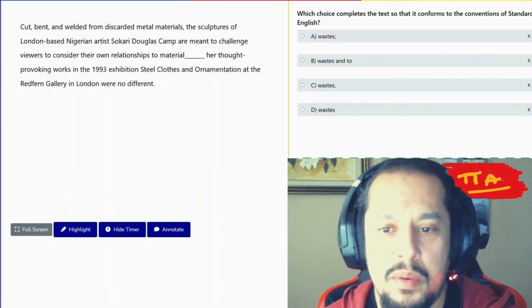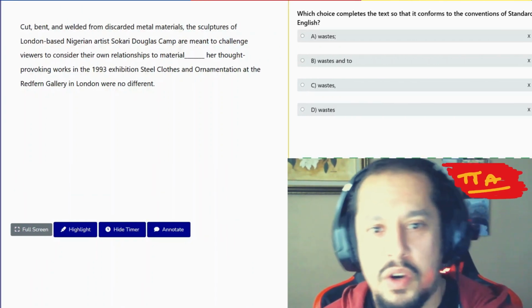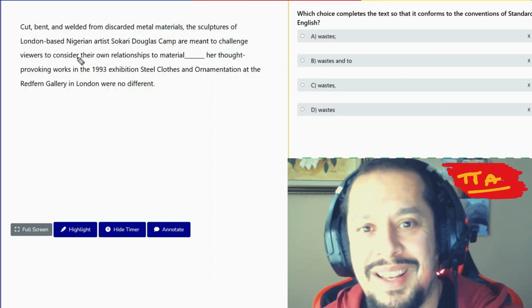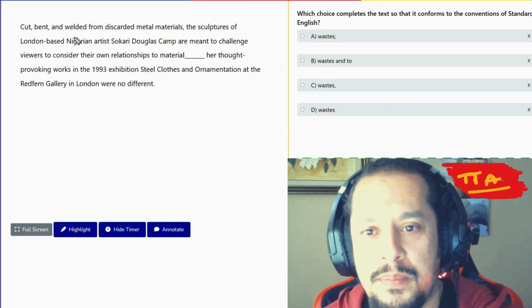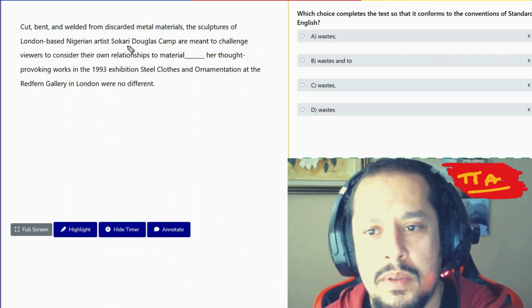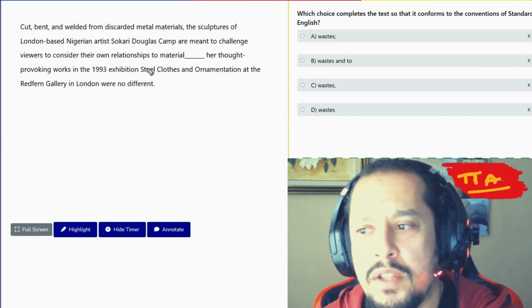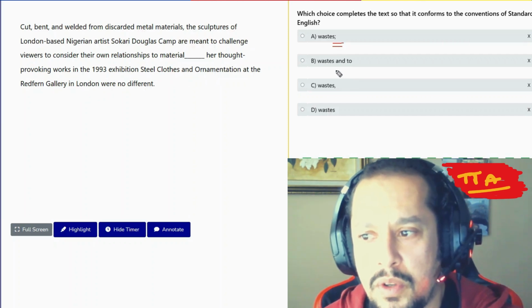Module, which is the grammar and the reading module. So it's a bit unbalanced, this test. No big deal. Question number 1. Okay, so question number 1, notice first of all, we're looking at punctuation.